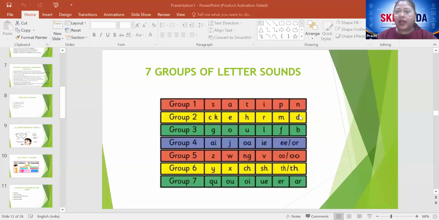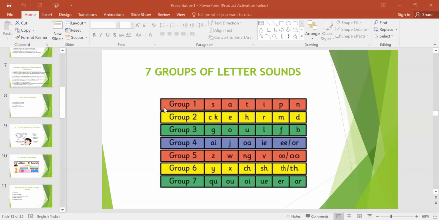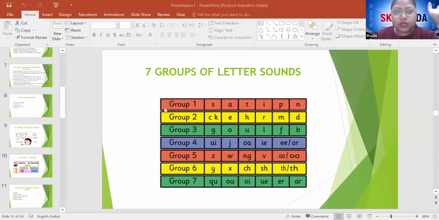We have chalked out these 7 groups of letter sounds. So I hope you all have this with you right now. Please open it. Show me your thumbs up if you have this chart with you right now. Everyone can see the slide, group of letter sounds. Otherwise, please note down this chart because today we are going to use this chart. If you don't have this chart, please quickly note it down because today we are going to talk about this only.